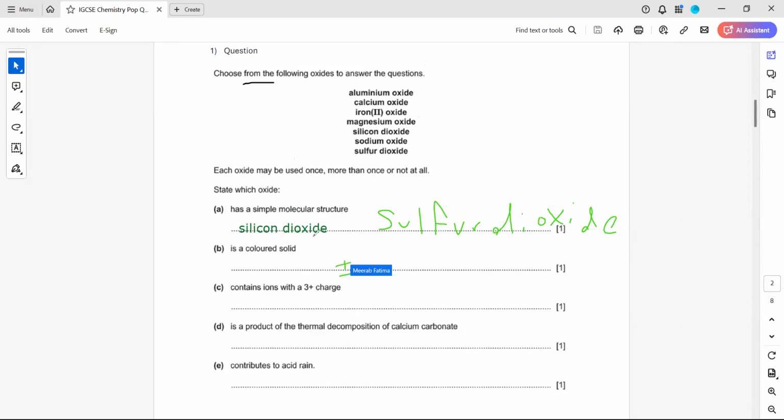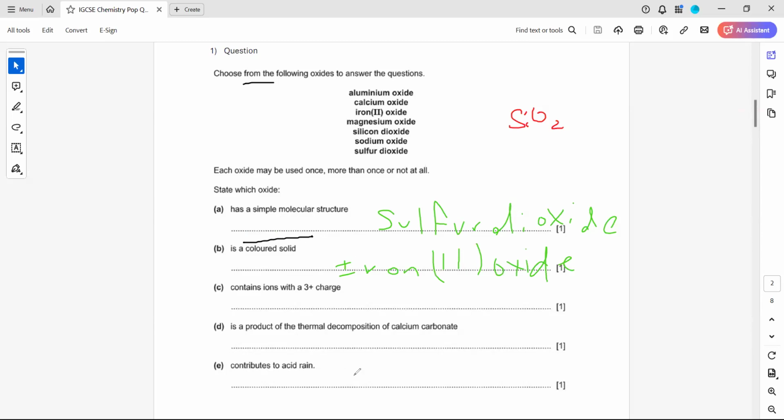If you say silicon dioxide, then it's also wrong. Why? Because silicon dioxide is a macromolecular structure. So silicon dioxide is not the right answer. Why is it not the right answer? Because silicon dioxide is a macromolecular structure, a tetrahedral structure, so a giant covalent structure. That's why it is not correct.